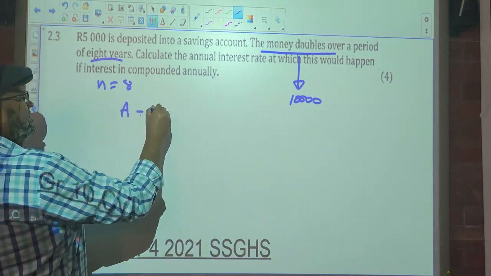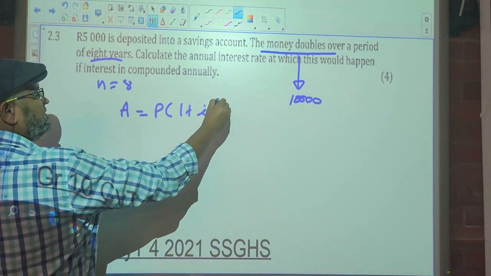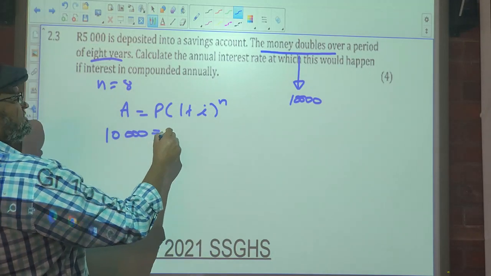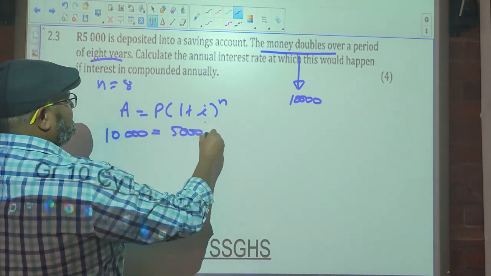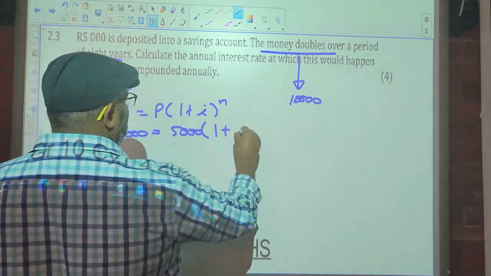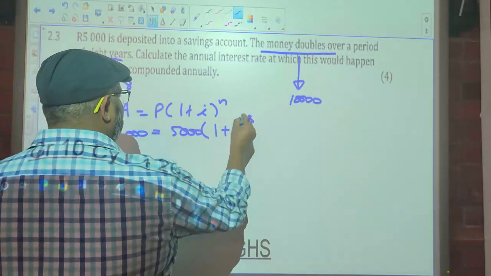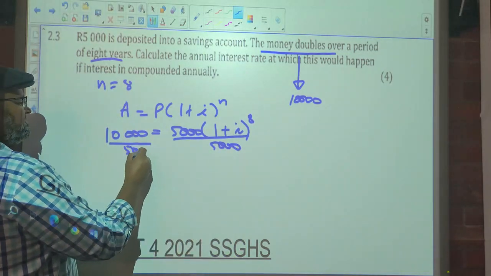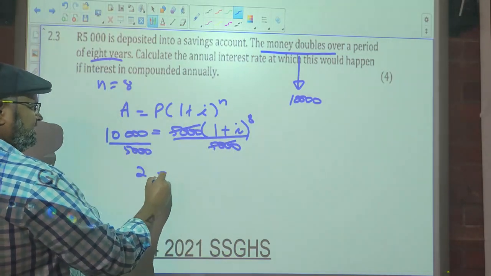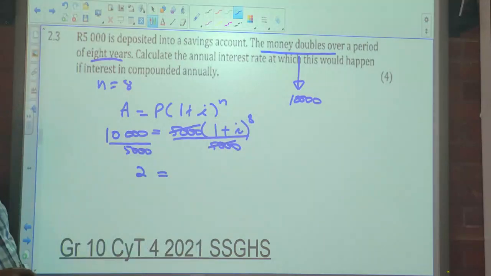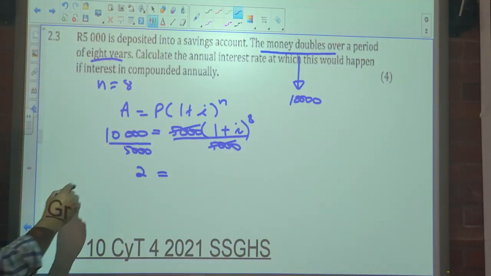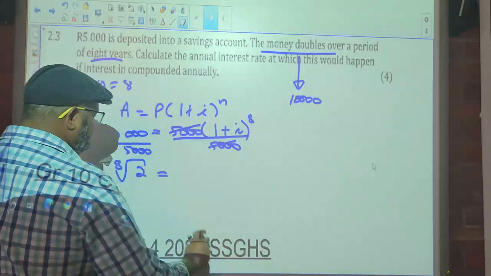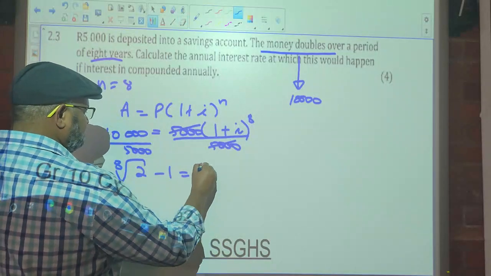Alright, so the formula A is equal to P into 1 plus i to the exponent n. What's the A value? 10,000 equals P, 5,000, into 1 plus i, unknown, to the exponent n. So where do we start? We divide by 5,000 first. What is 10,000 divided by 5,000? 2. So it's going to be 2 is equal to 1 plus i to the 8. What do I do then? 8th root. So the 8th root of 2 is equal to 1 plus i. Then what do I do with the 1? Minus 1 is equal to i.